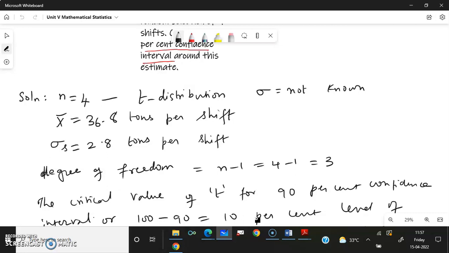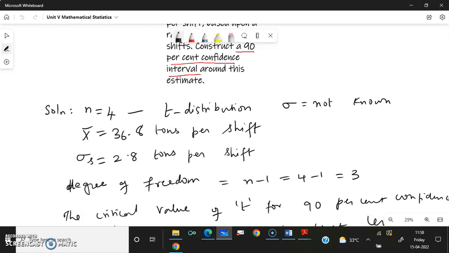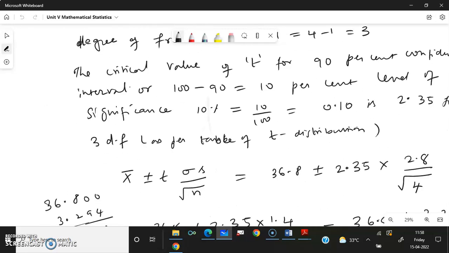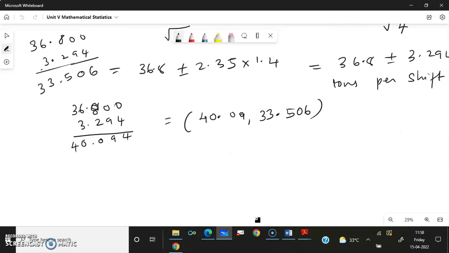Therefore, we have calculated from the sample, right? Therefore, the population mean will lie in this interval. What is that interval? We have just now written. The population mean will lie in that interval, right? It will lie in the interval 33.506 to 40.094. So this is what we have seen.